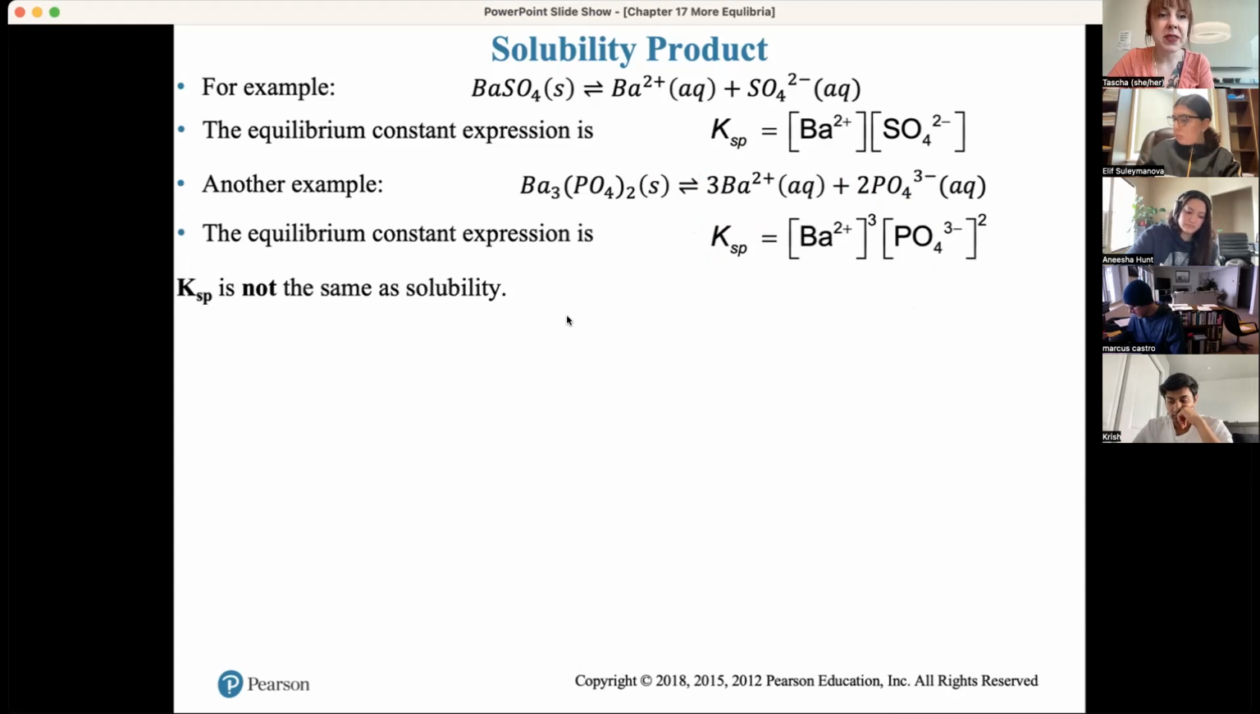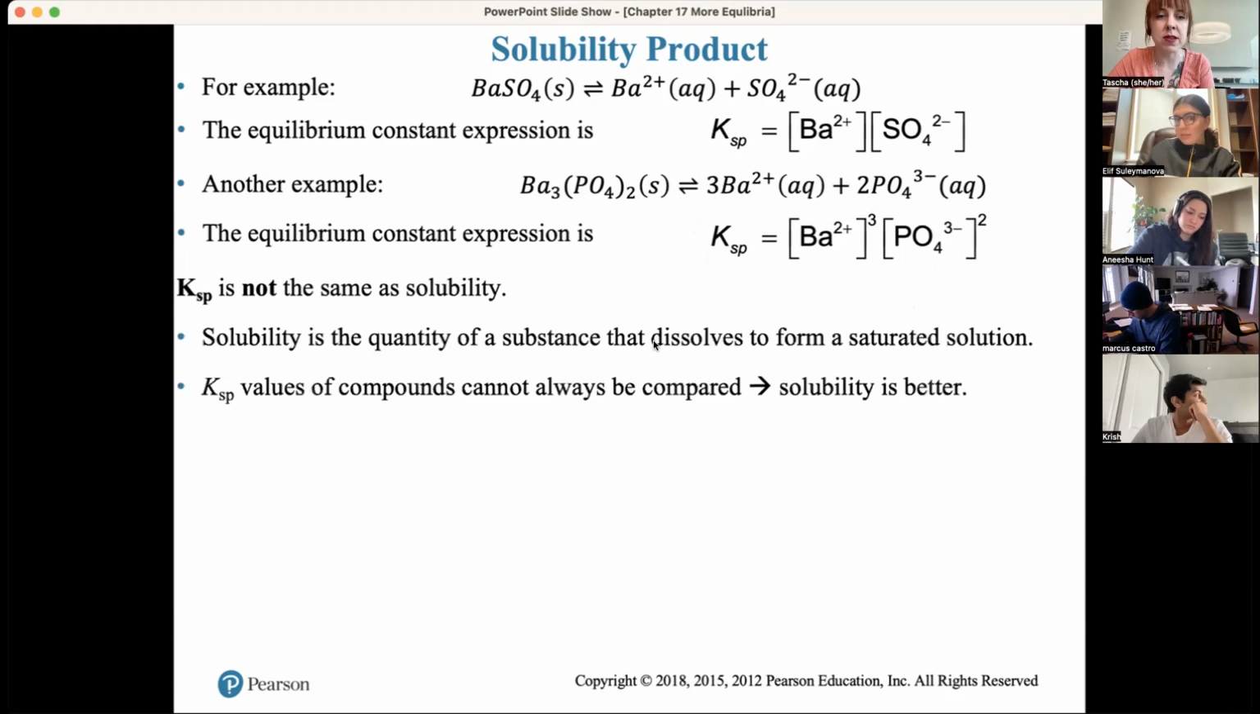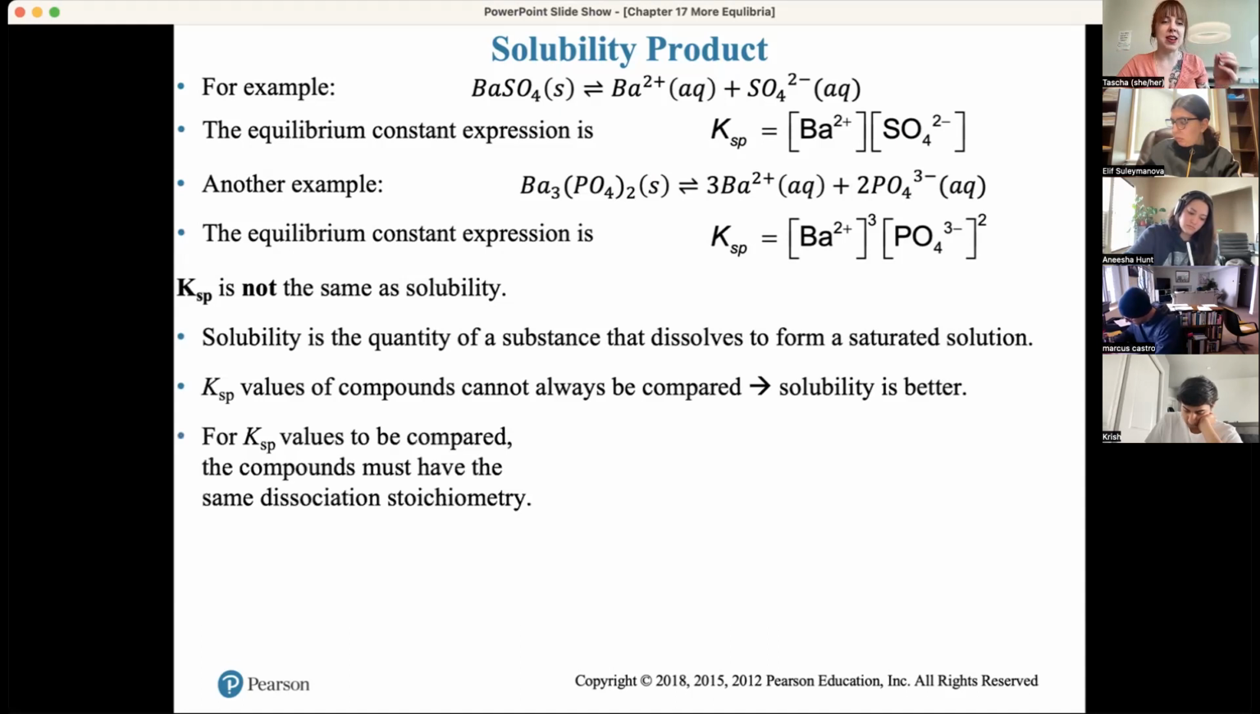So like I said, Ksp is not solubility. Solubility is the maximum amount that will dissolve. Unless our compounds dissociate in the same kind of ratio, like a 1-to-1 ratio or 2-to-1 ratio, we can't compare Ksp. So the best thing to do is to look at the solubility again, which is X.